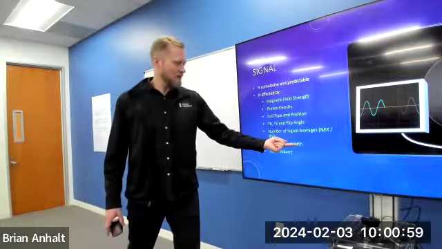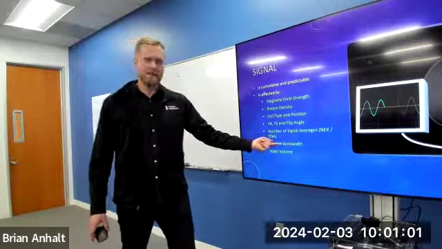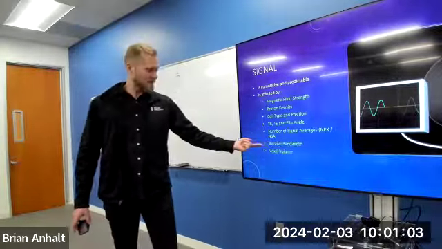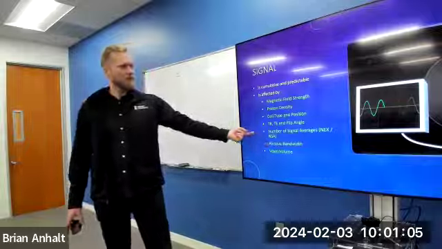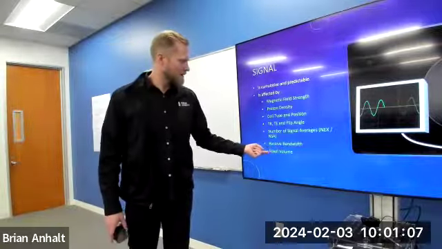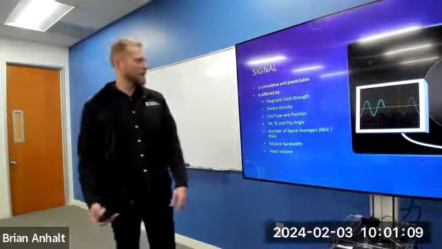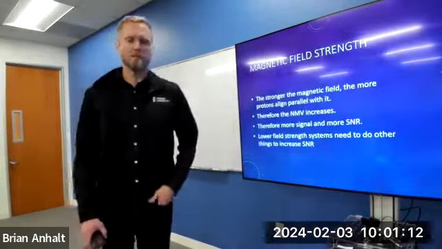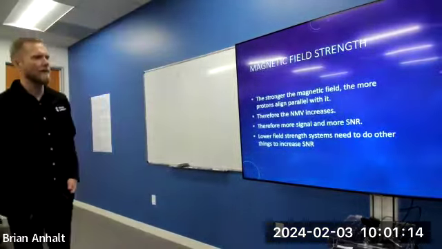Receive bandwidth actually controls noise, not signal. But this does help with SNR. Receive bandwidth controls the amount of noise we sample, but not signal. Voxel volume too controls the amount of signal that we have. So we'll go through each one of these and talk about why.